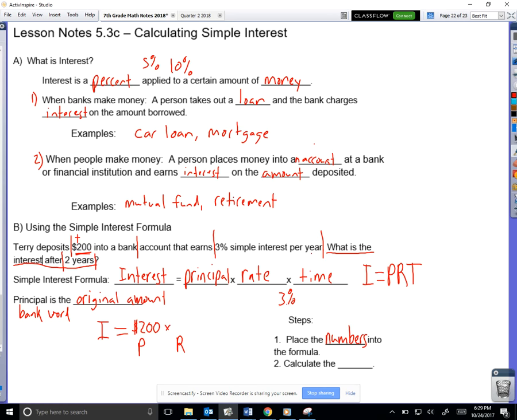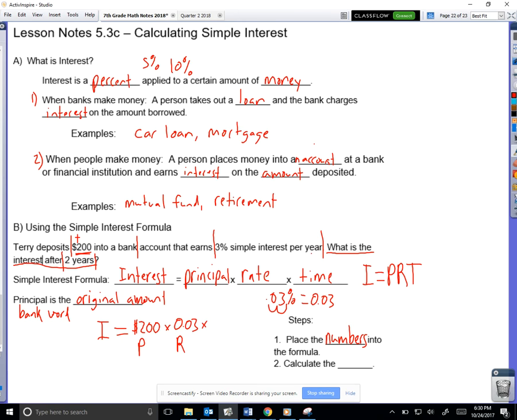So put a decimal point at the end because it doesn't have one. Move that over 2 places. You've got an empty spot, so fill that with a 0. That's going to become 0.03. Okay, change that to a decimal. So my rate is 0.03 as a decimal.